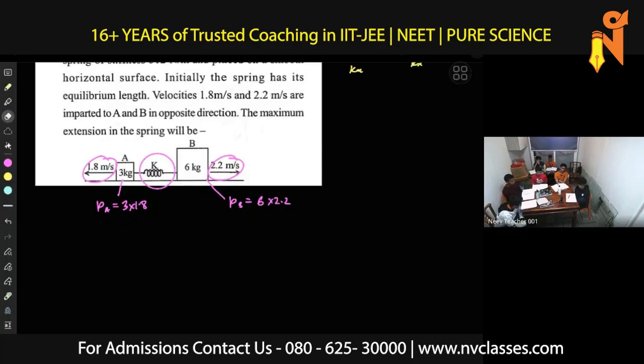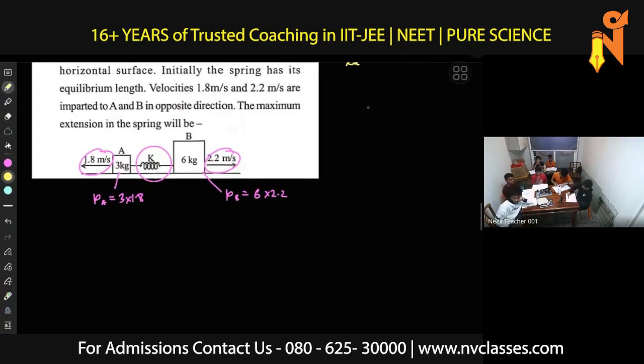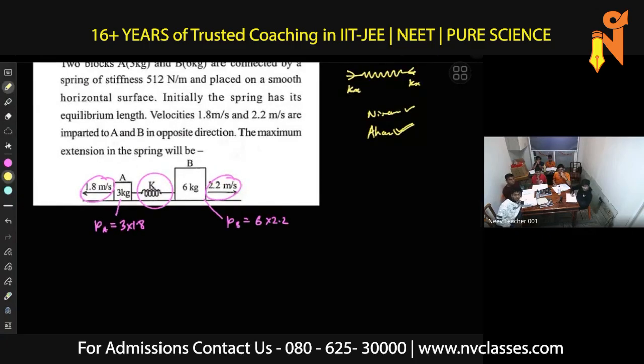I tried looking at it from the frame of reference of one of the blocks. So I took the frame of reference of A. The velocity of B with respect to A is now 4 meters per second. So when the velocity of B with respect to A reaches zero, then it will be at maximum extension. Yeah, that looks right. So continuing on that thought, good, Ahan. Absolutely right, very well said.